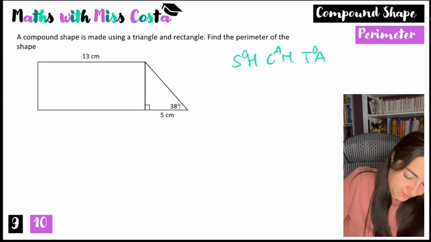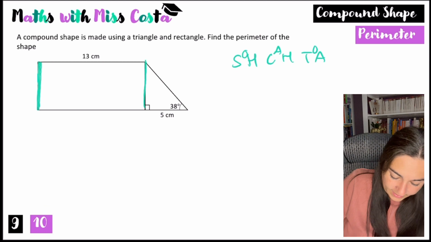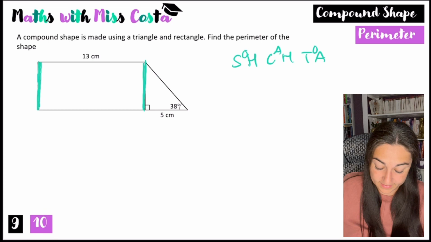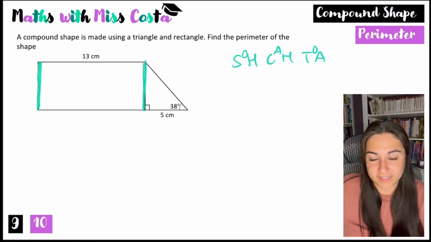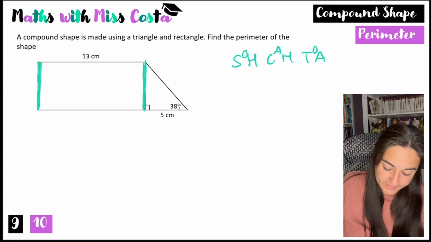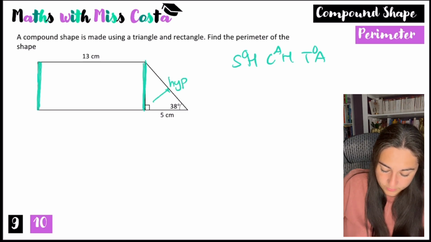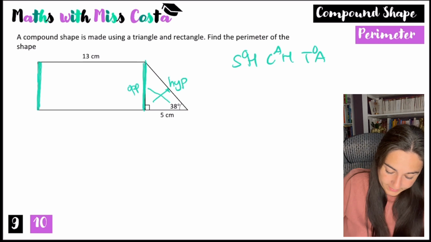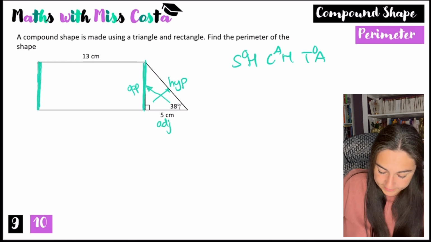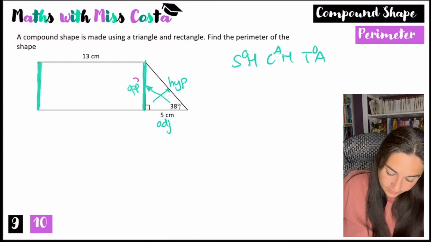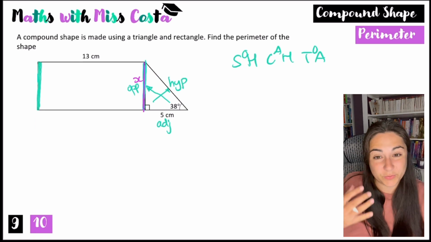You're obviously going to need to figure out what this length here is. We don't know what that length here is. However, it's going to be the same length as this length here, which is one of the sides of the triangle. So let's label the triangle. This is going to be the hypotenuse because it's opposite the right angle. This will be the opposite because it's opposite your given angle. And this is going to be the adjacent. So this is the side we're trying to find.